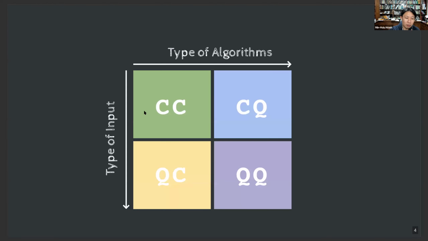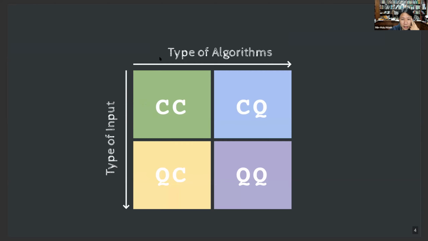Okay, so moving forward to quantum machine learning. There are four different categories depending on the type of inputs as well as the type of algorithms. There are two types of inputs, classical input or quantum input.